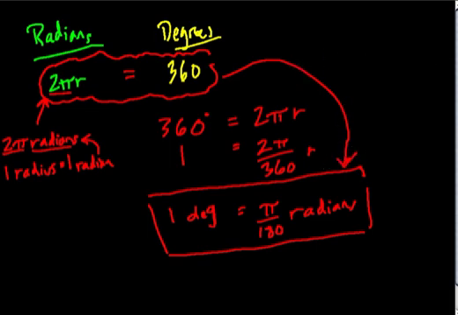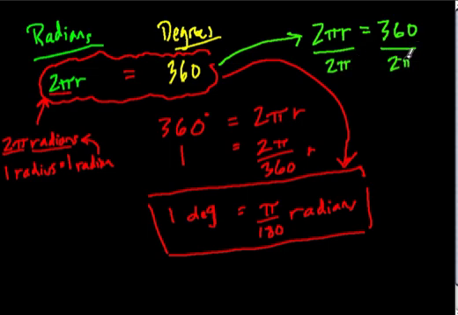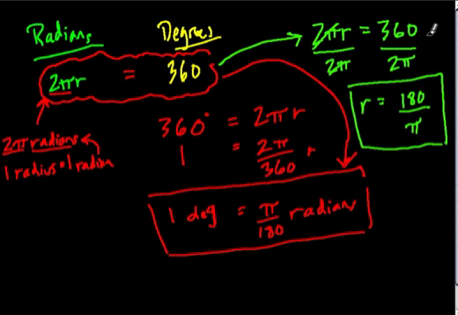Or you can go the other way and figure out what happens if I have 1 radian. How many degrees is that? Well, if 2 pi radians is equal to 360 degrees, and I want to know what 1 radian is, I could divide by 2 pi on both sides. This cancels out, right? Anything divided by itself is 1. And over here we have 360 divided by 2 pi. That's 180 over pi, which means that 1 radian equals 180 over pi degrees. Remember, I wasn't writing the units in. Maybe I should have. But this was degrees, and this is radians over here. So 1 radian equals 180 over pi degrees.